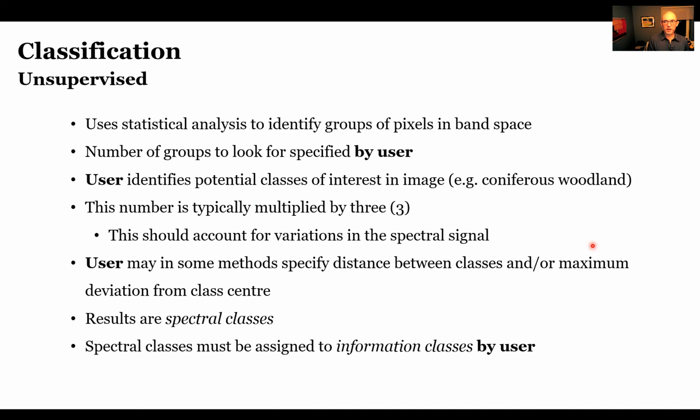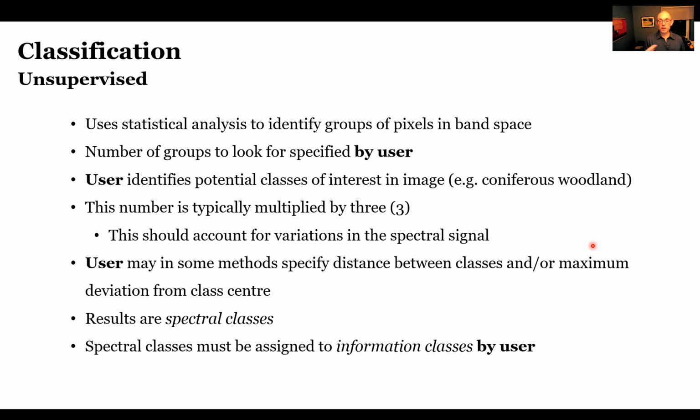But generally for unsupervised classification, take the number of classes that you think should be in the image that you're interested in, and multiply it by 3. It's just a rule of thumb, and you allow the computer to look for that many classes. So if you think there are 7 classes in the image, multiply that by 3, which is 21. You end up with 21 seeds in the image, and the computer will try and look for that. It will give you some spectral classes, hopefully 21 spectral classes.